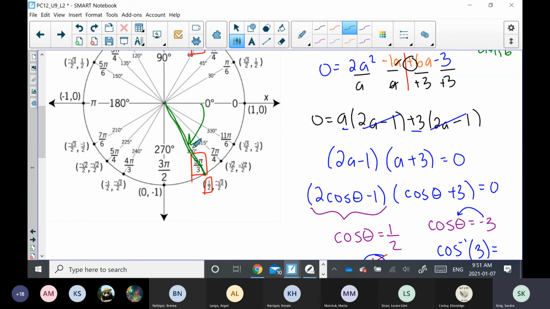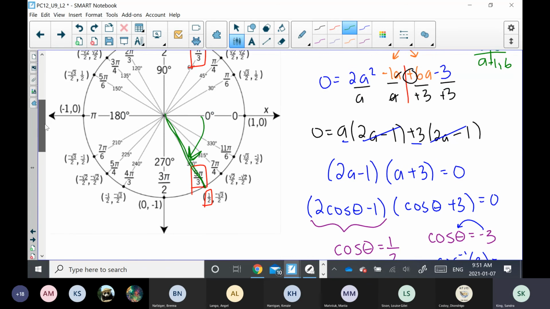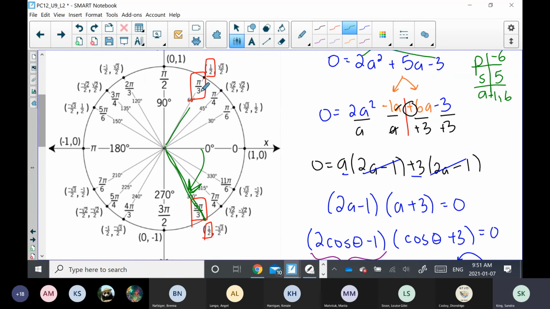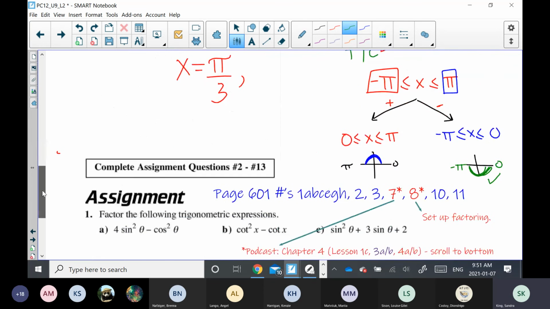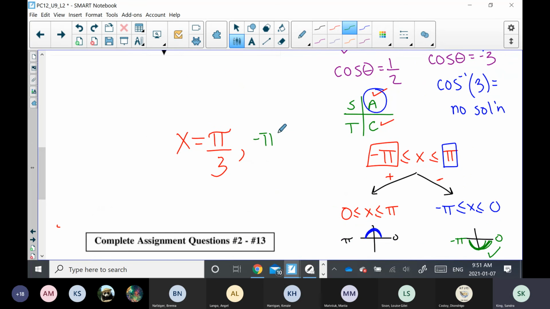If I said, well, what would this be, right? What this would be, because if I go once around, that would be negative pi. If I go to here, that's negative pi over 2. If I go in the positive direction, this is pi over 3. So if I go in the negative direction, this would be negative pi over 3. So that's my second answer. And that's the answer that makes it a standard of excellence question, is that negative pi over 3. Okay, so those are your two answers for that question.